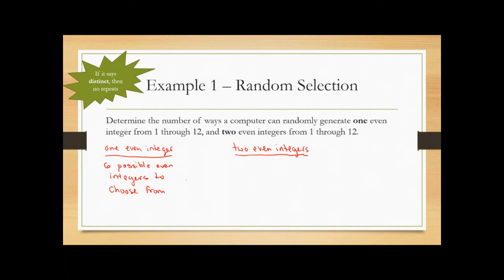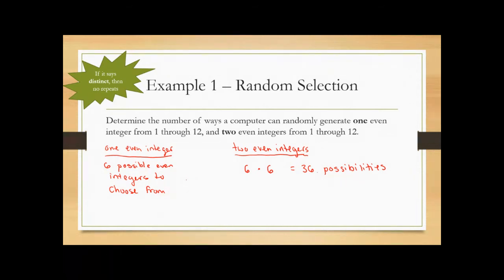So we've got 6 possible numbers to choose from. And then we have to pick a second number, and we still have 6 possible choices. If you're picking 2 of them, we multiply these together to get our possible combinations. So it would be 6 times 6, which gives us 36 possibilities. So there are 36 different ways a computer can generate 2 even integers, assuming that you can generate the same number twice.